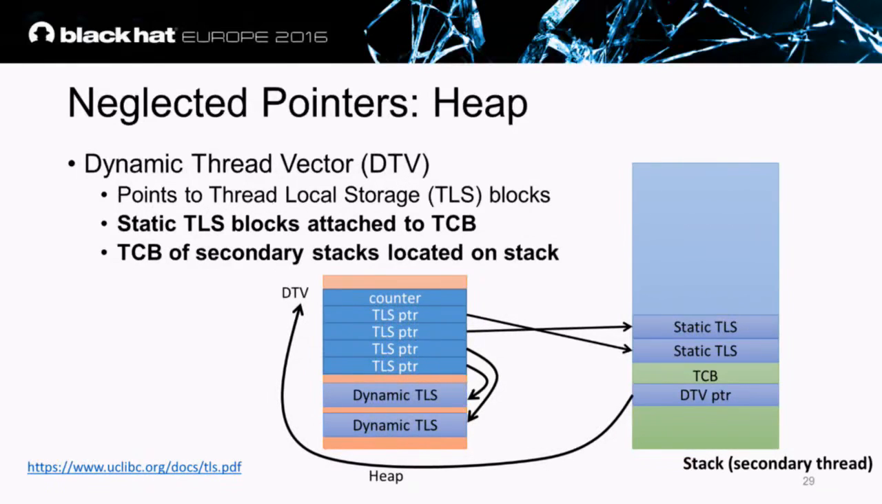Okay. So in this dynamic thread vector, there are pointers that point to the stack, but how? The thread control block is located on the stack, and the static TLS blocks are adjacent to this thread control block. And the DTV, the dynamic thread vector, points to the static TLS block. So in the end, it also points to the stack. So you have pointers in the heap that point to the stack.